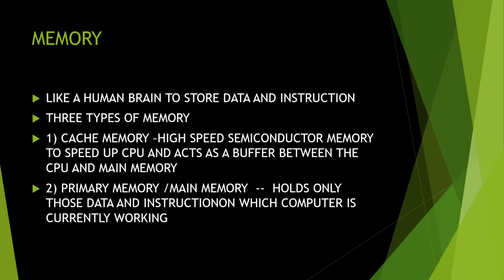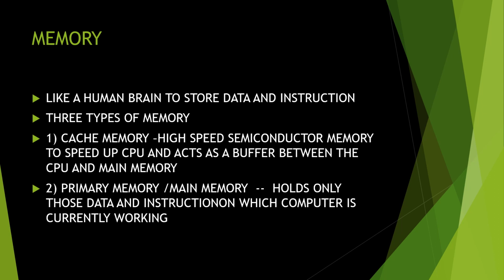A buffer means something that sits in between, working between the CPU and main memory. So the cache memory is working in between. It's a high speed type of memory, which means the storage is less in the case of cache memory.